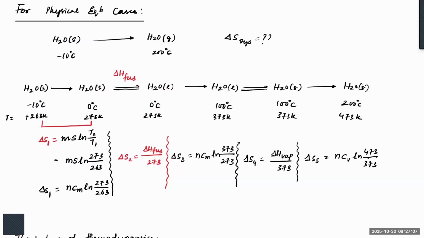You can see this example for physical equilibrium cases, from minus 10 degrees to 200, how I have written it. Minus 10 to 0, this is the value, nC ln this one. 0 to 0, delta H of fusion by 273. Then 0 to 100 degrees, again delta S is nC ln 373 by 273. Again for 100 to 100, liquid to gas, it is delta H of vaporization by 373. And from 100 to 200, it will be nCv ln T2 by T1.